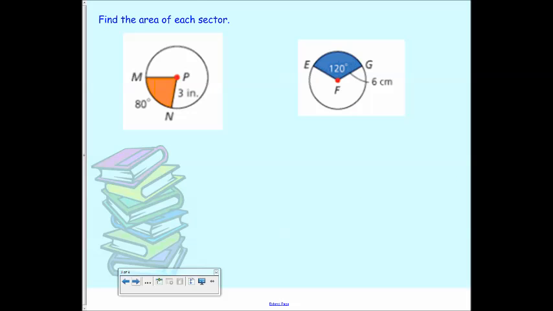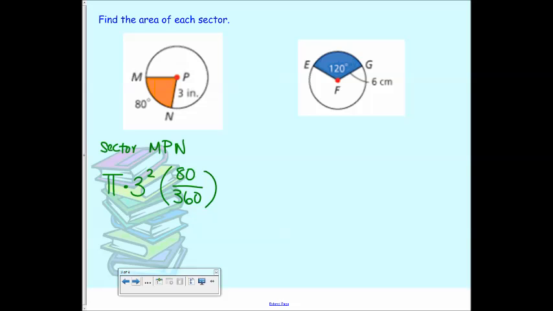So for instance, in this one, first of all, what's the name of this sector? Sector MPN. We name them the same way we name angles. You go from endpoint to the center, center to the other endpoint. All right, there's sector MPN. What's the radius? So how would you find the area of the circle? Pi times 3 squared. And then what fraction would go here? 80 over 360. Is it ever going to be different than 360? No. We'll always be out of 360 because the circle is always 360 degrees.